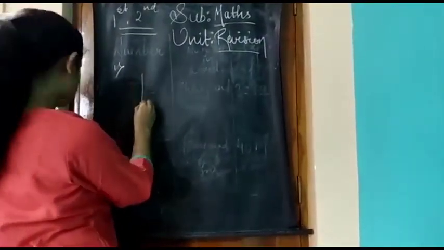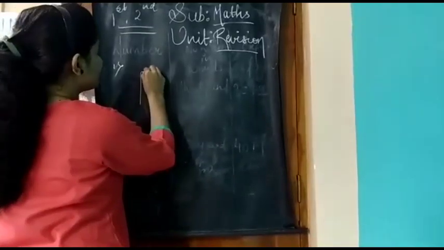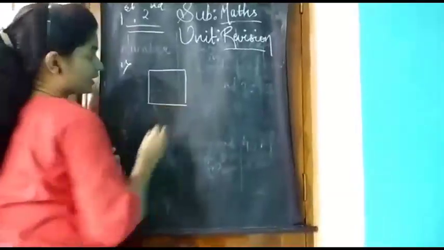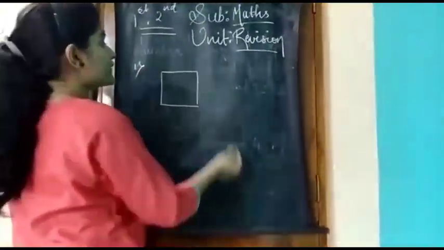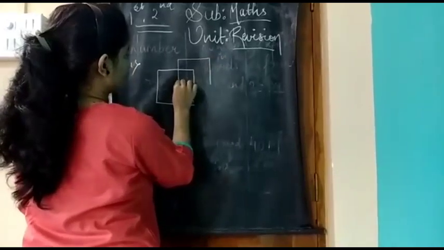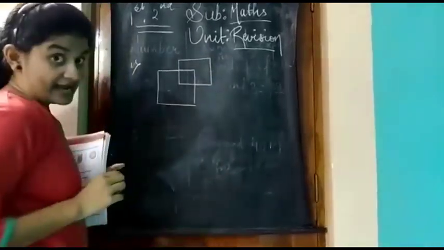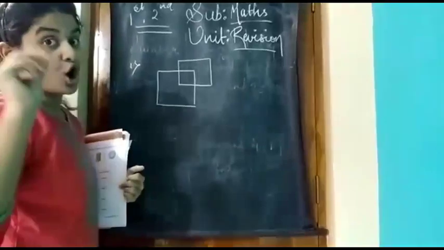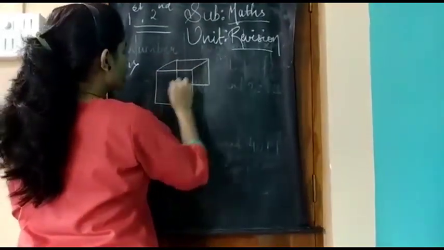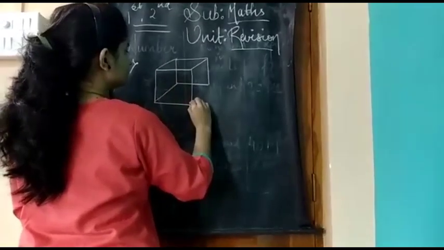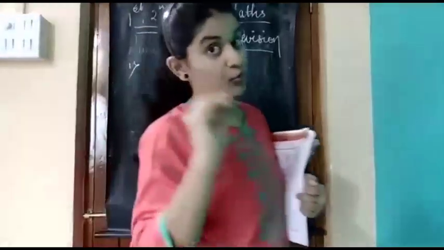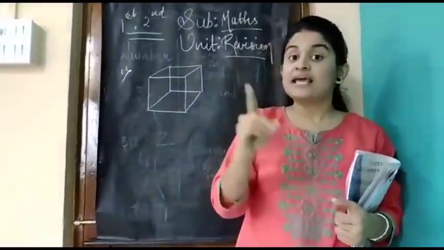So cuboid is like this. First we have to draw a square. Okay? Then again we have to draw a square. Then we have to join its corners. See, I'm joining its corners. So students, this is a cuboid. Okay? Cuboid.